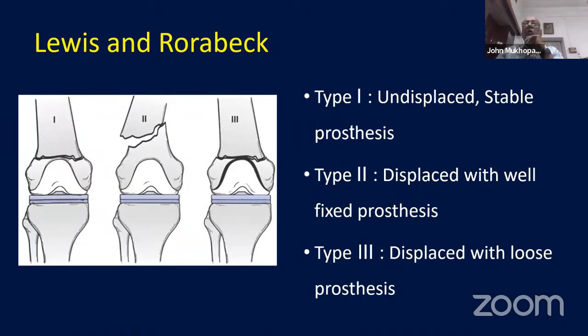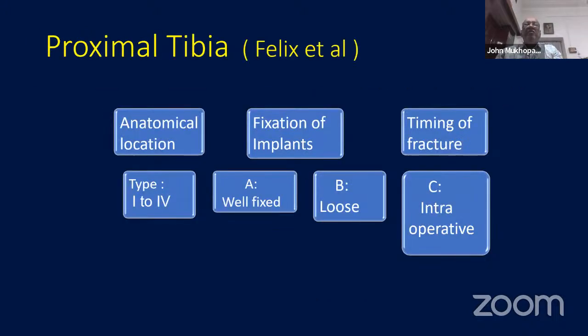So similarly, for the distal femur around a total knee replacement, you had the Rorabeck classification. Type 1 was undisplaced but with a stable prosthesis. Type 2 was displaced with a well-fixed prosthesis. And type 3 was displaced with a loose prosthesis. So again, whether the prosthesis was fixed well or not affected your treatment plans.